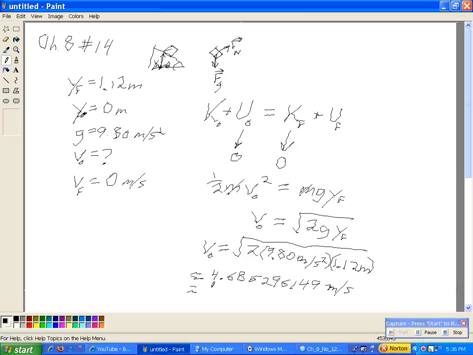That would be 4.69 meters per second. And there's your initial velocity.